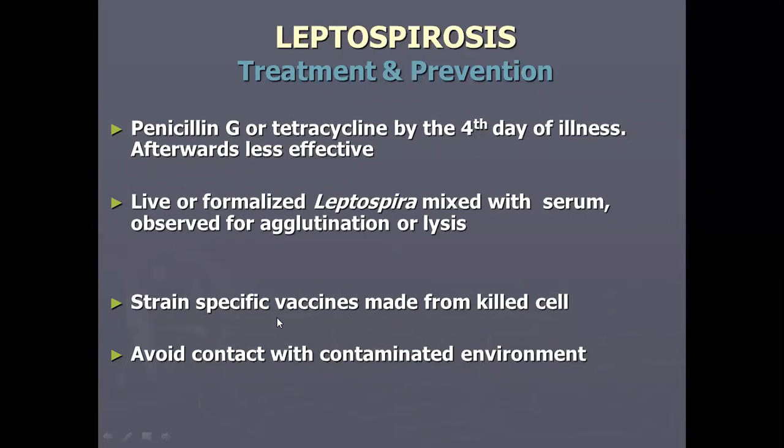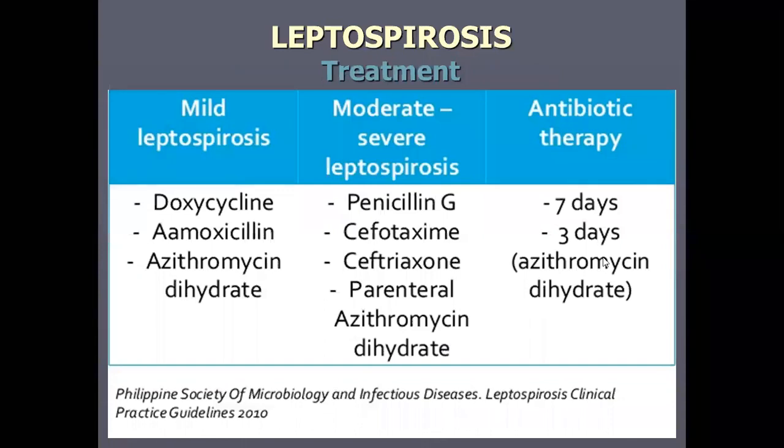The vaccine is strain specific, as we see. It is made from killed cells. So one strain will not provide protection against another strain. You will have to go for the strain specific vaccine. We can prevent infection by avoiding contaminated environments. This is the line of treatment.